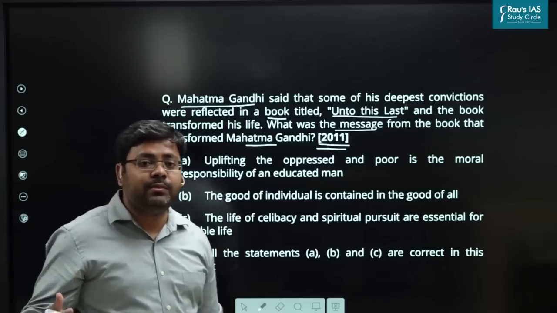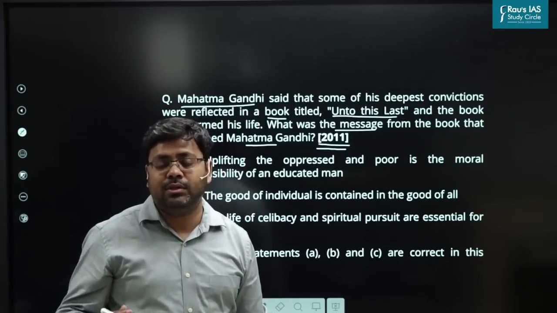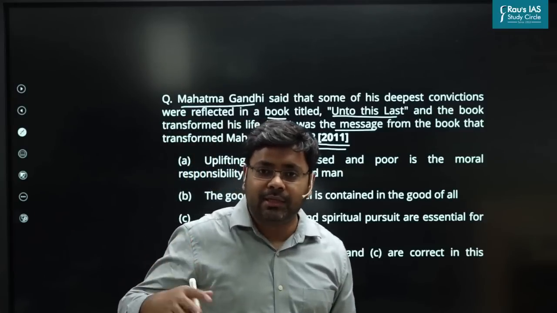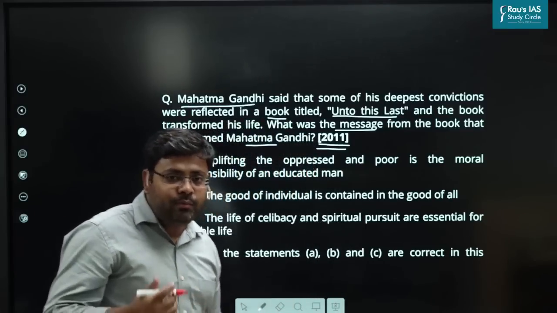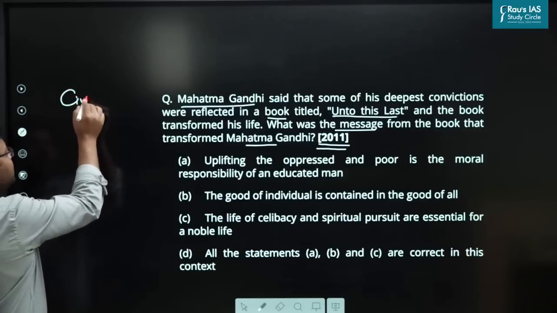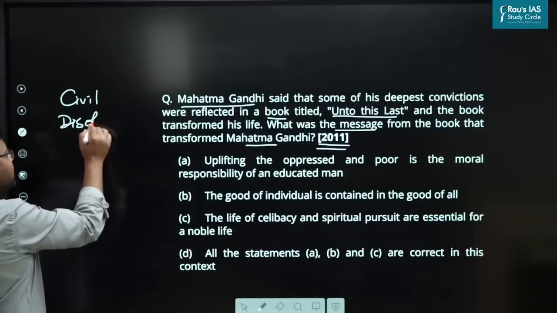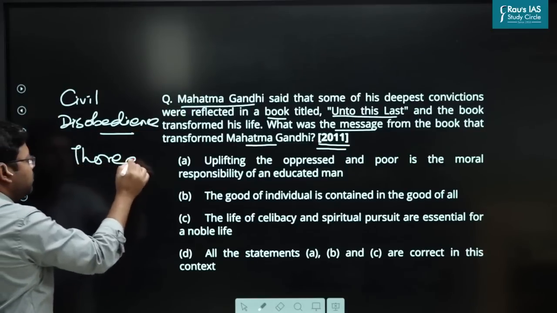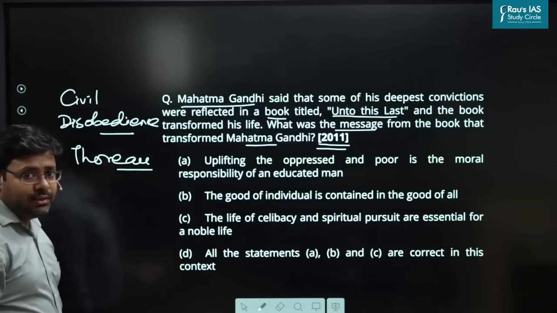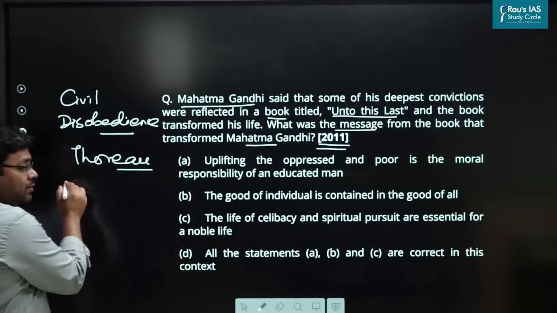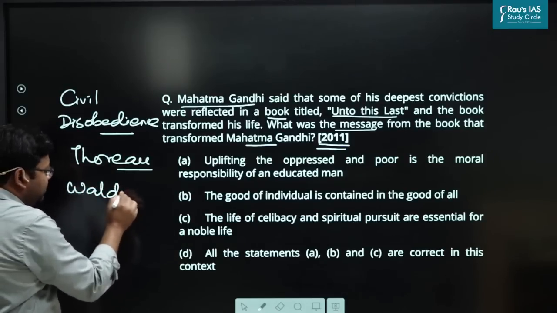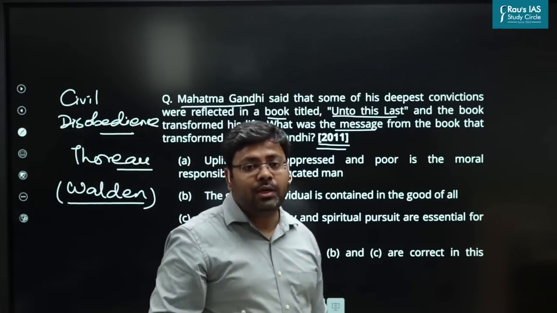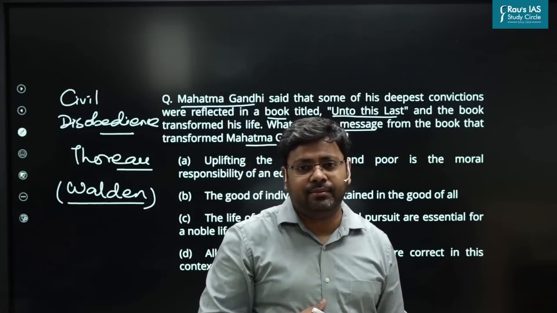Mahatma Gandhi was much inspired by some of the greatest works, some of the big books. He himself mentioned that there were 3 books that completely transformed him. One book was Civil Disobedience, written by Thoreau, a great writer. He is also known for a classic book called Walden. Walden is a classic book written on the reflections of life.